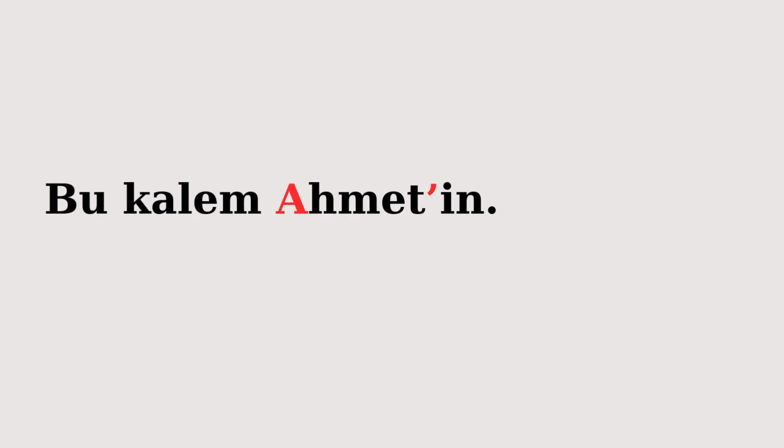Let's see our second example. Bu kalem Ahmet'in. This sentence literally means this is Ahmet's pen. As you can see, Ahmet, which is a person's name, is written with a capital letter, although it is not the first word of the sentence. In addition to that, you can see the apostrophe after Ahmet. In Turkish, in most cases, proper names are separated with an apostrophe. This is also another rule.